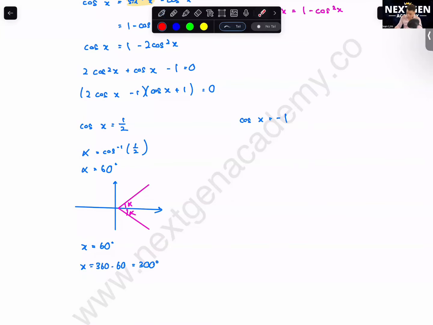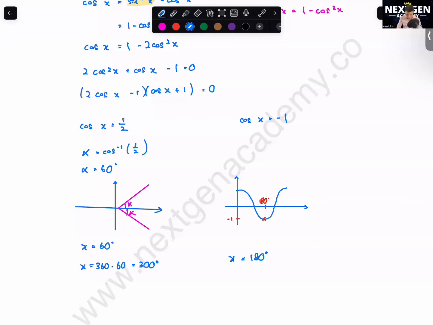For minus 1, do we need to draw the ASTC? What was the method that I taught you all? For 0, negative 1, and 1, you just directly use the graph. You use the graph here like that. So find exactly where your cos x is negative 1. Over here, right? Which is at 180 degrees. So for this one, don't use ASTC.